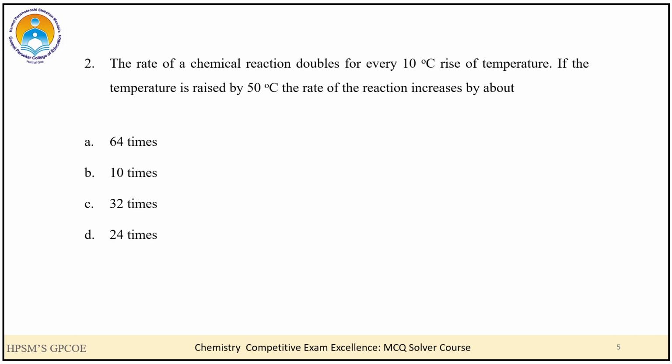Question number 2. The rate of a chemical reaction doubles for every 10 degree rise in temperature. If the temperature is raised by 50 degrees Celsius, the rate of the reaction increases by about 64 times, 10 times, 32 times, 24 times.